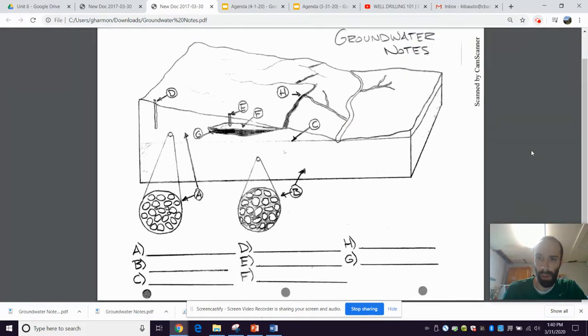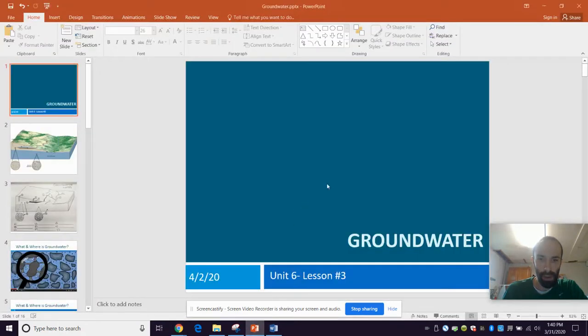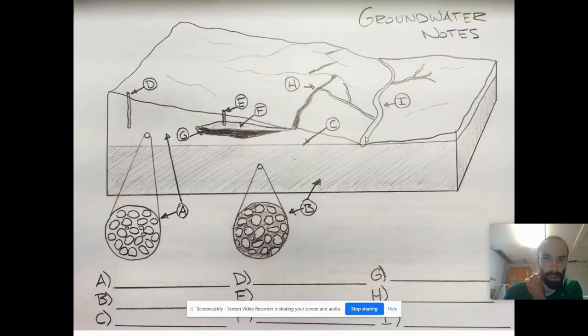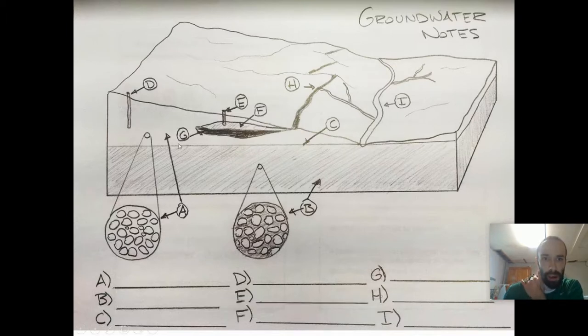Okay, so in your notes, I'm going to go through this PowerPoint together with you. Once you've printed off that sheet of paper, you're going to come to a picture that looks like this, and we're going to go through all these letters and what they are, A, B, C, D, and you can fill that out accordingly. You don't have to do that, but it might be nice to get some of these terms inside of your head.